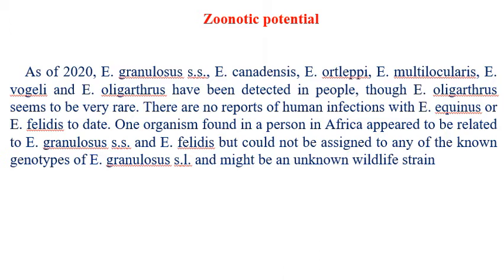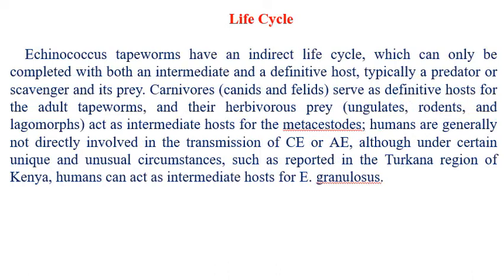There are no reports of humans infected with Echinococcus equinus and Echinococcus felidis to date. One organism found in a person in Africa appeared to be related to Echinococcus granulosus sensu stricto and Echinococcus felidis, but could not be assigned to any of the known genotypes of Echinococcus granulosus sensu lato, and might be an unknown wildlife strain.